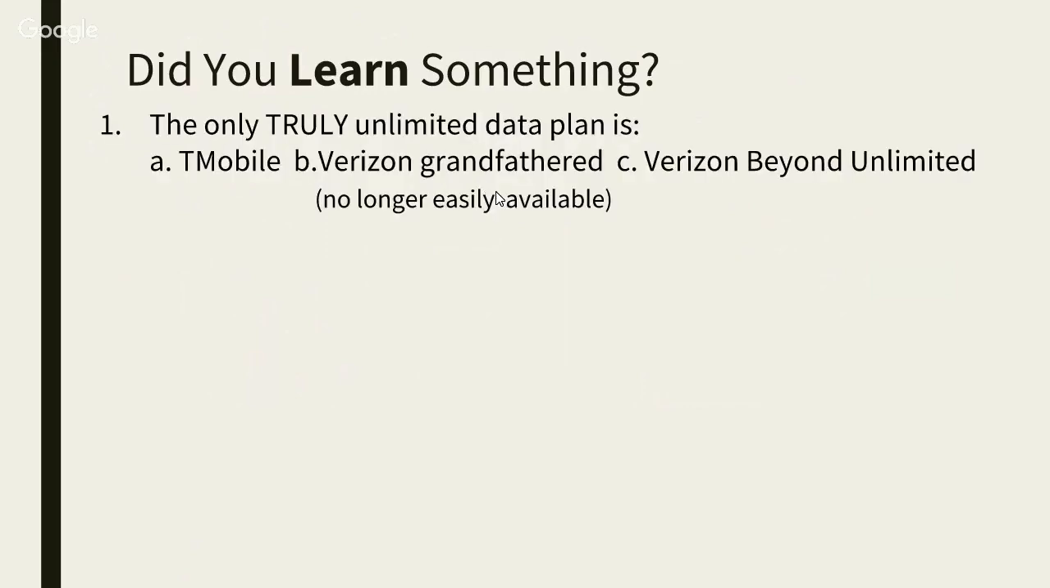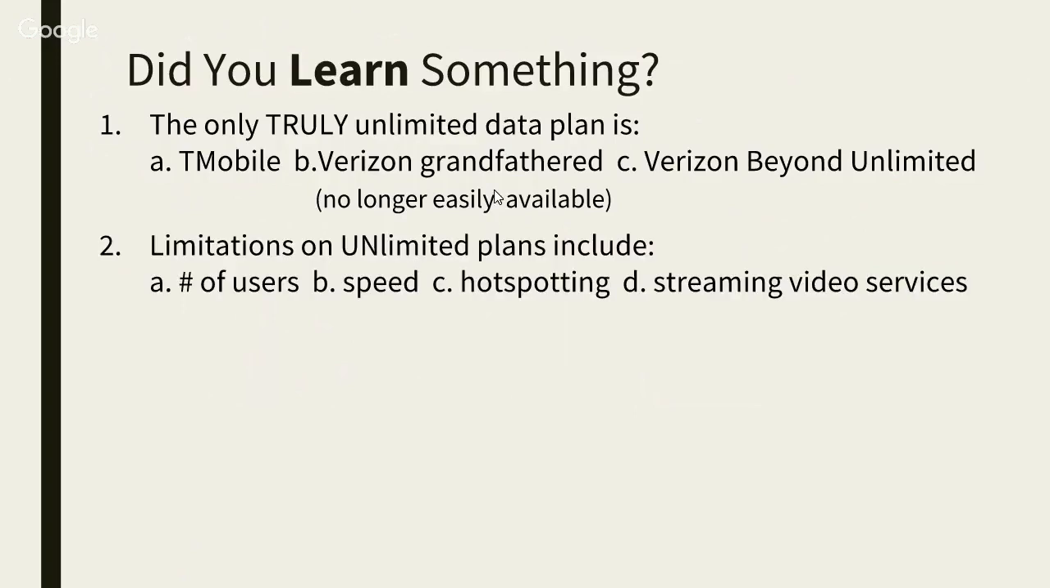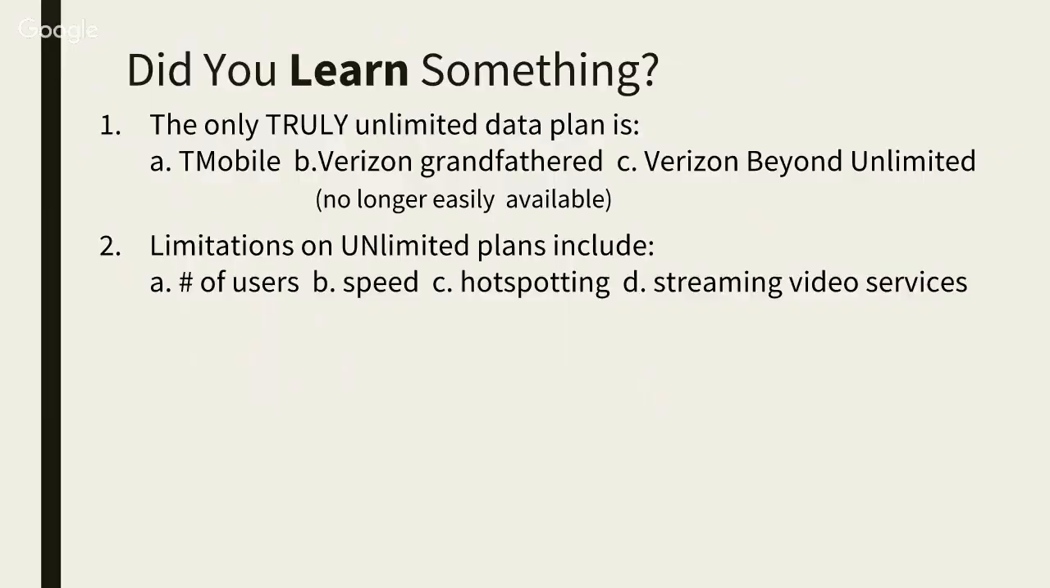The only truly unlimited data plan is A, T-Mobile, B, Verizon grandfathered, C, Verizon Beyond Unlimited. So the Verizon grandfathered plans, these ones from years and years ago, you can still get them, and they're still really, really unlimited. No throttling, no hotspot caps, and they're the holy grail of mobile internet. But you've got to jump through some serious hoops to still get your hands on one. Yeah, we still have ours, and you can still get them.